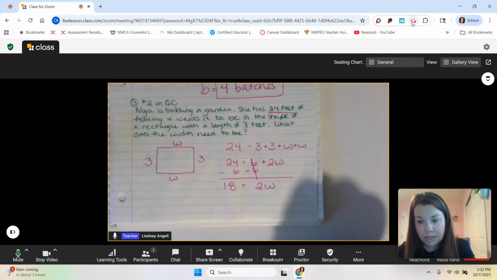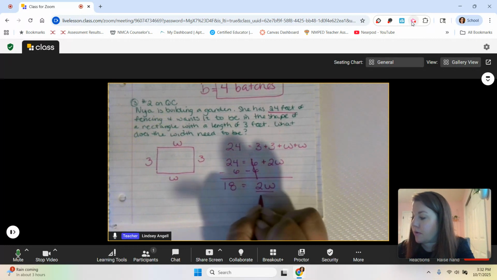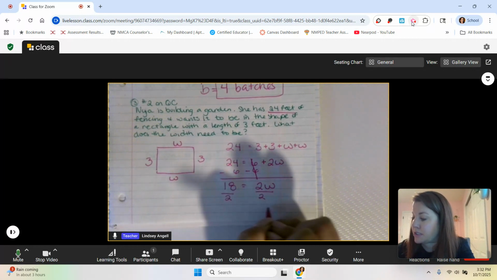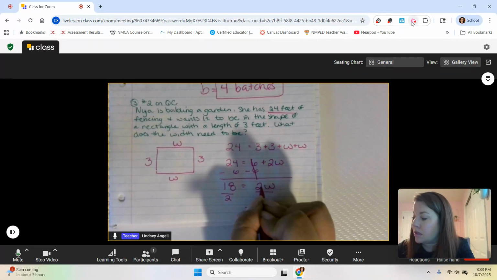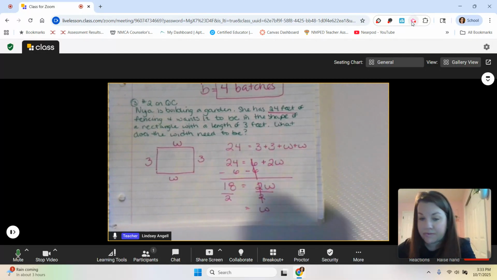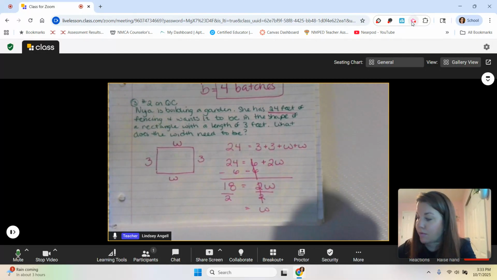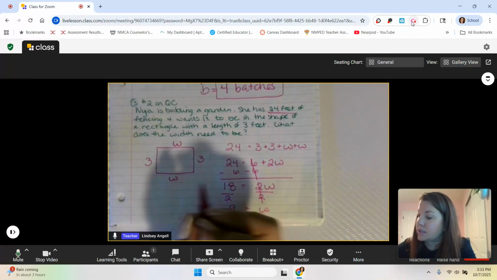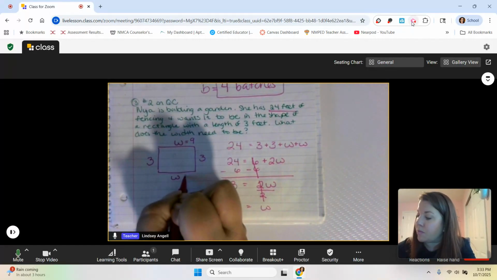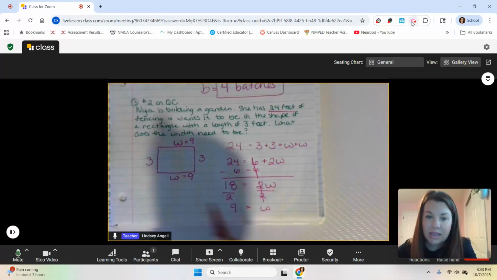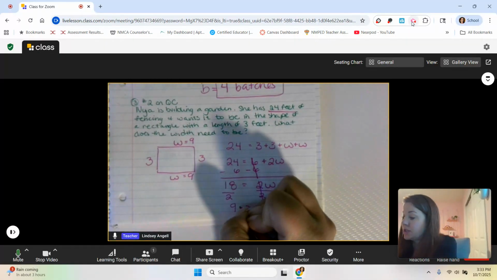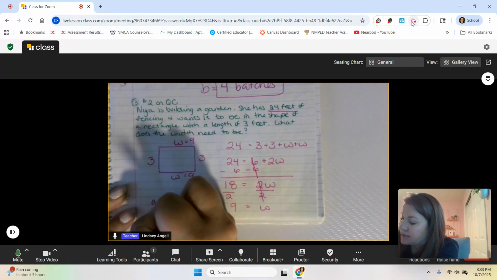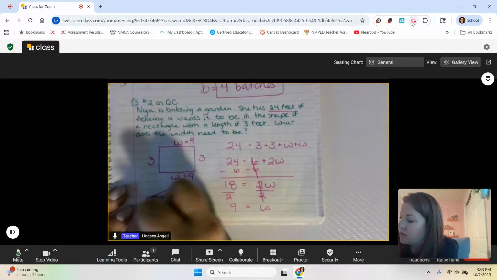Right now I'm multiplying by 2. To get rid of it, I'm going to divide both sides by 2. 2 divided by 2 is 1, so I'm left with 1W on the right. And then 18 divided by 2 is 9. So what that tells me is that the width would have to be 9, and these were feet. So we should have that in our answer as well. We should say 9 feet.